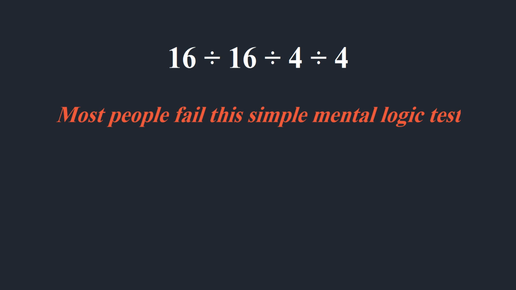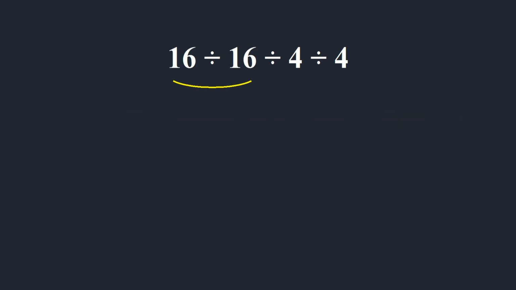Here is what happening in this video. 16 divided by 16 which equals 1 and 4 divided by 4 equals 1. Now we have this problem, 1 divided by 1 which equals 1, but this answer is not correct because according to the order of operations we must do this division, then this division, and at last this division.